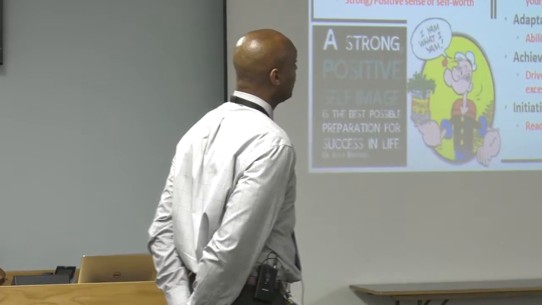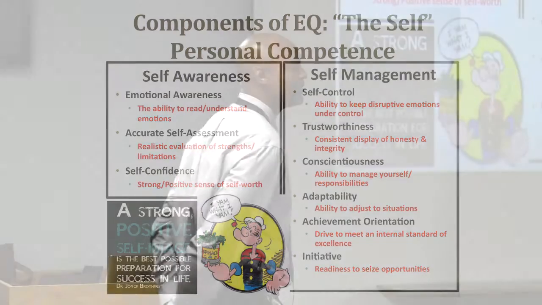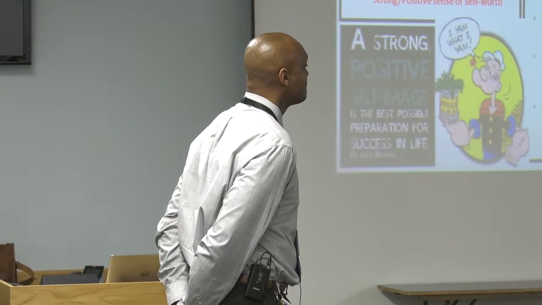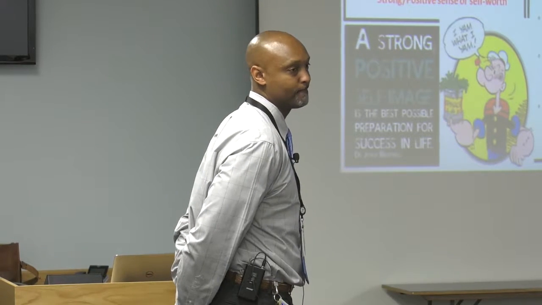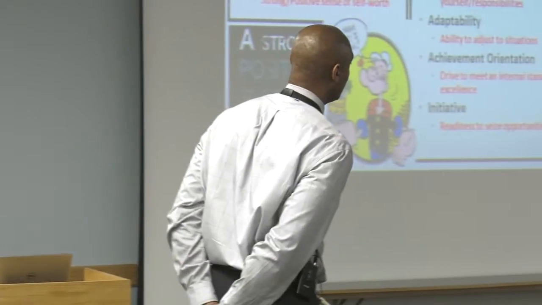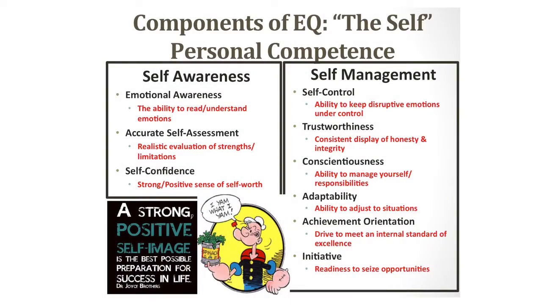All right, look over at the self-management part. Do you have self-control? Are you trustworthy? Are you conscientious? Conscientious kind of reminds me of the whole integrity piece. Are you doing what needs to be done no matter who's watching? That's the conscientious ability to manage yourself and your responsibilities. Adaptability. We're going to hear that word a lot. Achievement orientation. Do you have a drive to achieve? Is it internal? All right, and initiative.